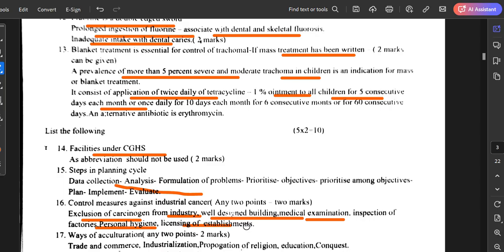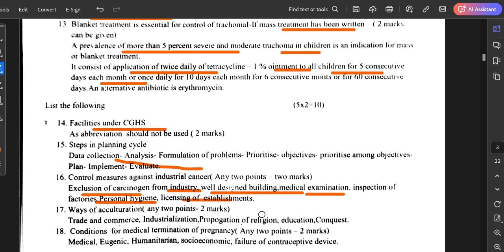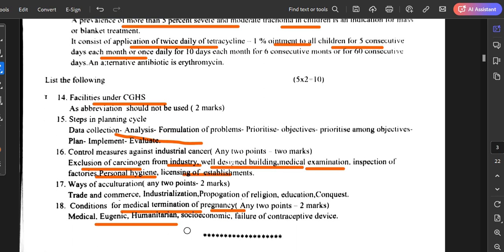Ways of acculturation: trade and commerce, industrialization, propagation of religion, education, conquest. Conditions for medical termination of pregnancy: medical, eugenic, humanitarian, socio-economic, failure of the contraceptive device.